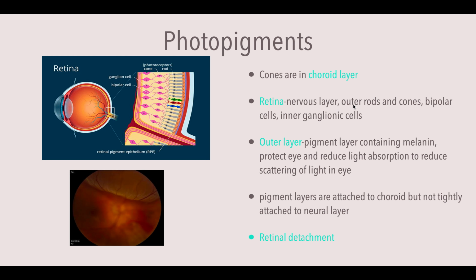The retina is going to be made out of two layers, three layers really. The outermost layer is going to be your rods and cones, then your bipolar cells, and then lastly your inner ganglionic cells.